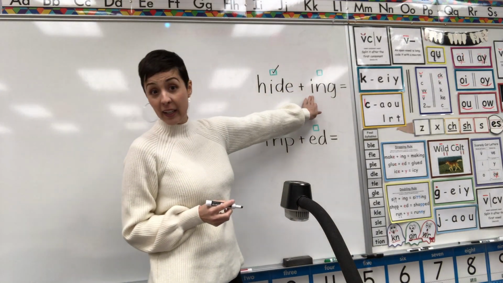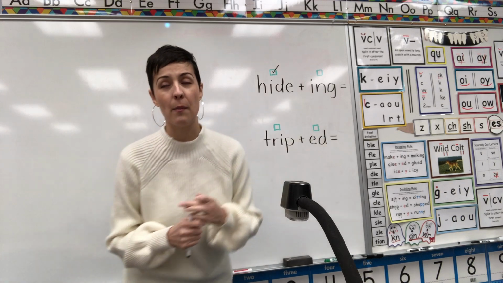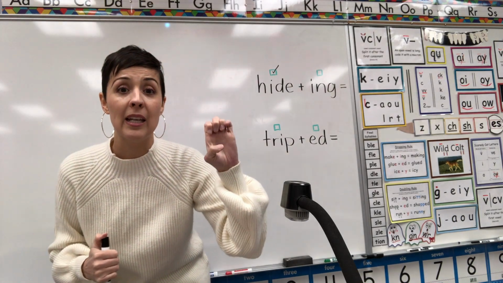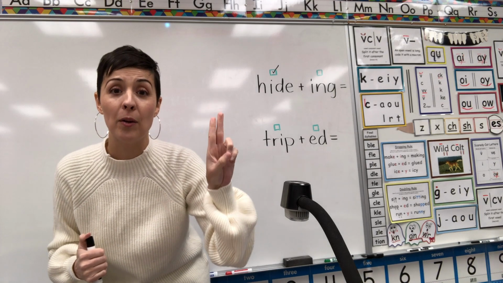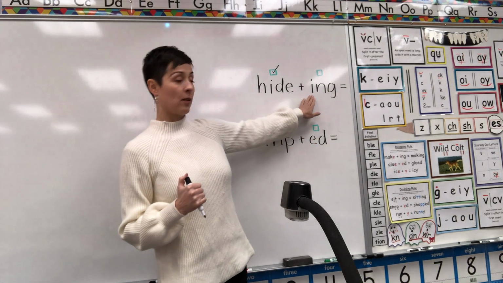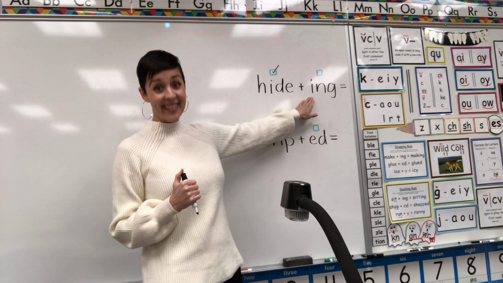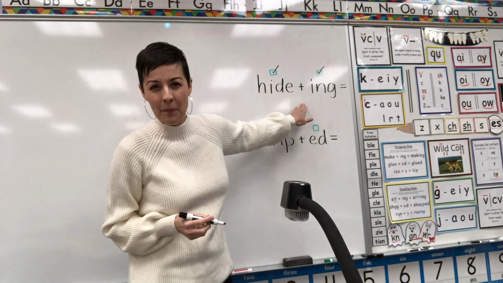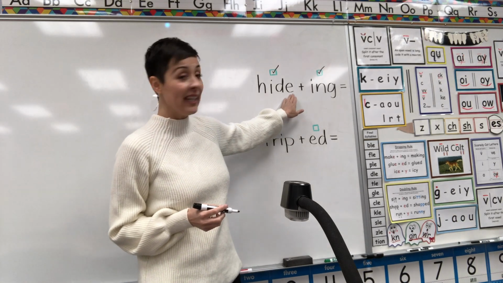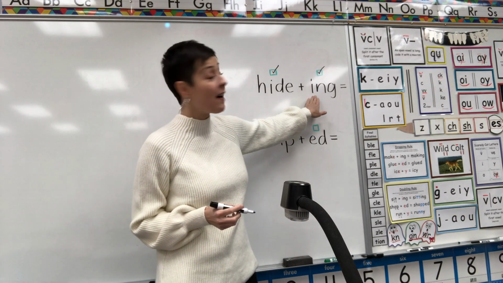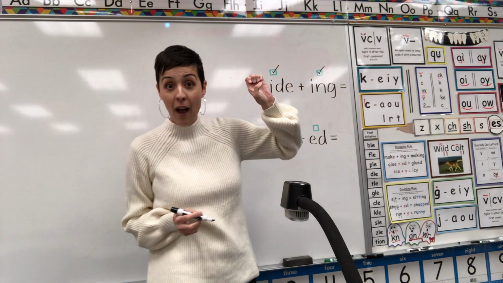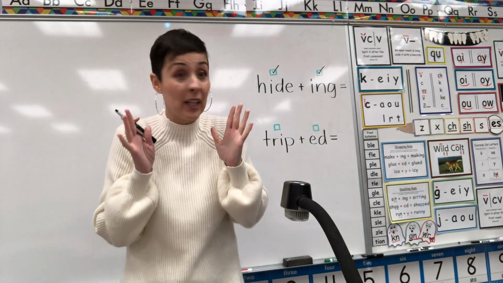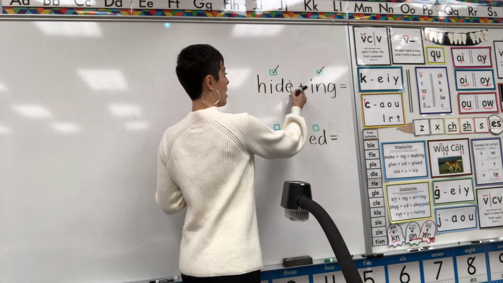Then I look at ing. Is ing a vowel suffix? Remember, it's a vowel suffix if it starts with a vowel. A, E, I, O, U. Starts with an I. Is ing a vowel suffix? Yes. And do you remember our rule? We said if an E comes in front of a vowel suffix, you drop it, which means we are getting rid of the E. We're going to drop it out of the word.